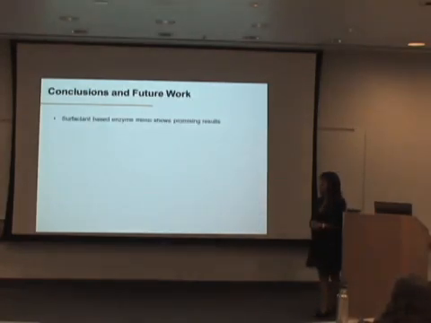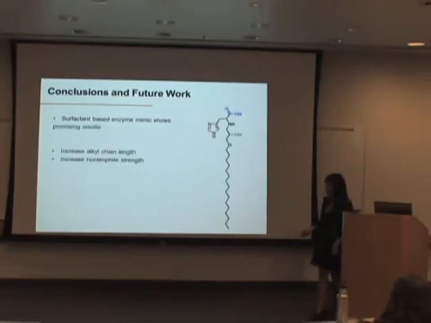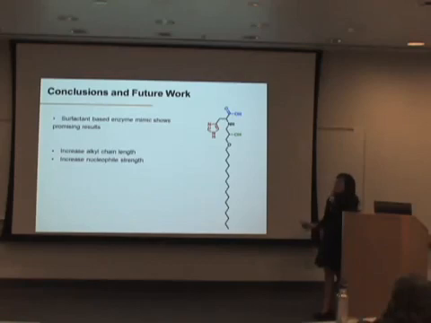So again, we were able to synthesize a surfactant-based enzyme mimic, and it showed promising results. But we still have future work that we can do, so what we're going to try to do to make our Km lower and our kcat higher is increasing this alkyl chain length and increasing the nucleophile strength, which again is caused by the hydroxyl group cleaving the bond.